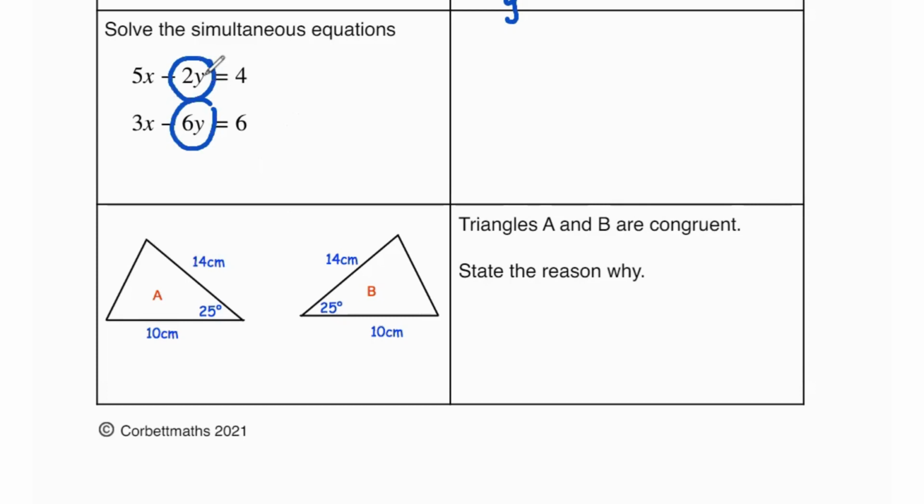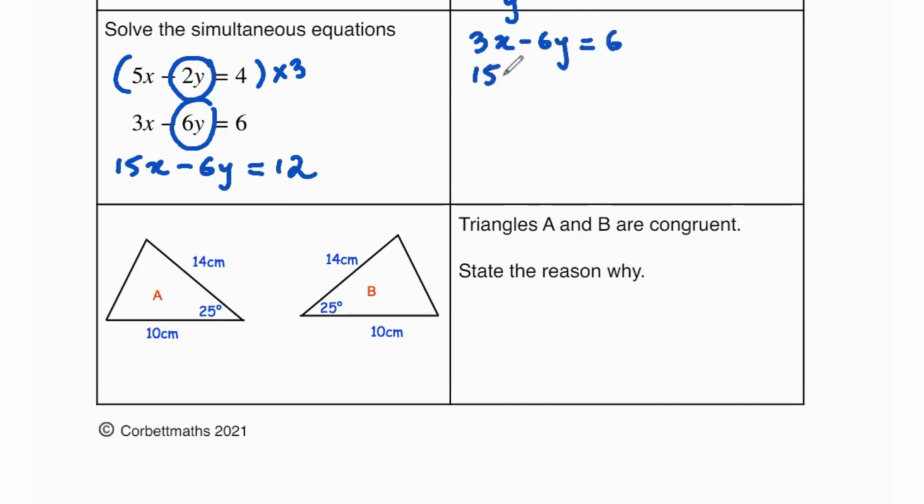Clearly, they're not equal. So next what we do is to make the coefficients equal. The only way we can make the coefficients equal is if we multiply the first equation by 3. When we do that, we get 15x minus 6y equals to 12. So we've turned the first equation into this now. Now, since the coefficients of the variable that we want to eliminate are equal, we can continue with solving the equation. So it's going to be 3x minus 6y equals to 6, and 15x minus 6y equals to 12.